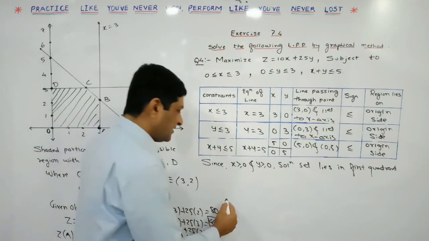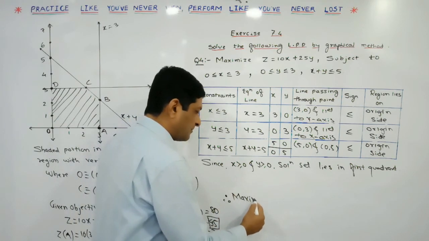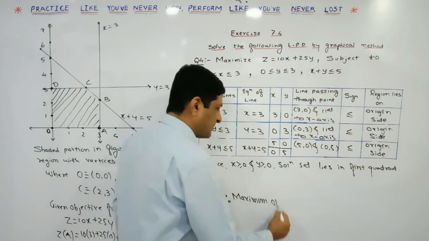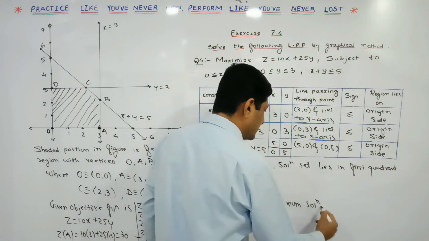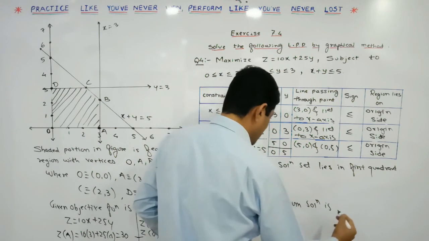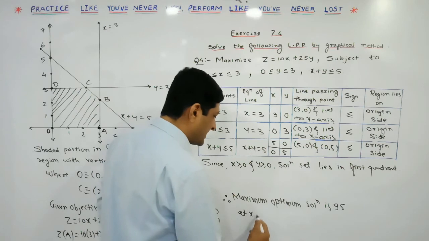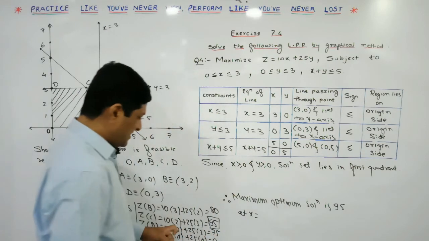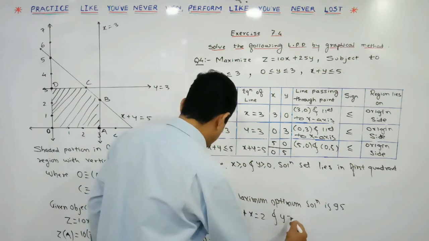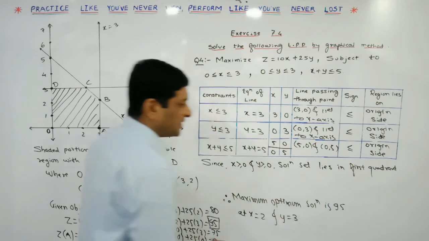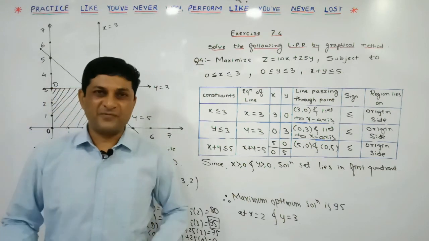That's why we can conclude that, therefore, the maximum optimum solution is how much? 95, and this solution we have got at x is equal to, in this case, what is the value of x? x is equal to 2 and y is equal to what? 3. So in this way we are solving the linear programming problem graphically.